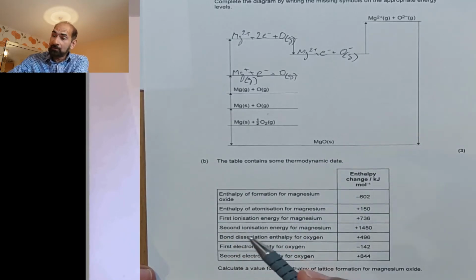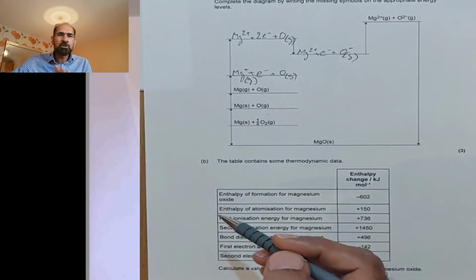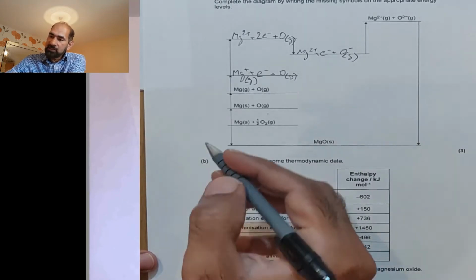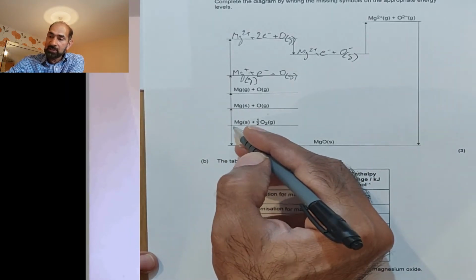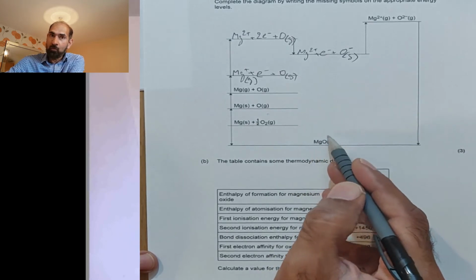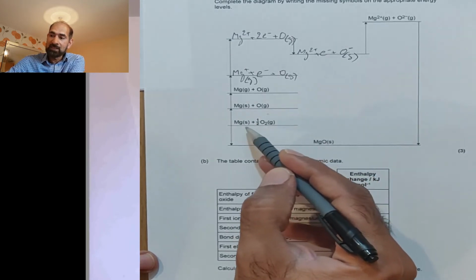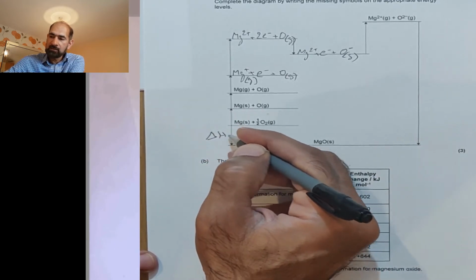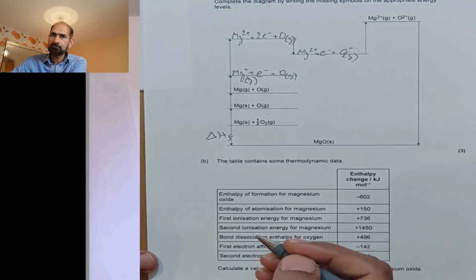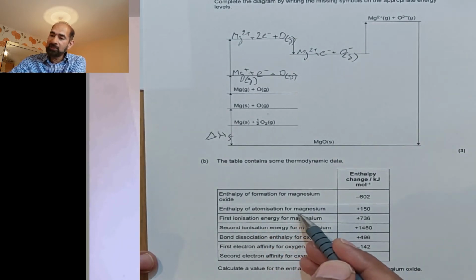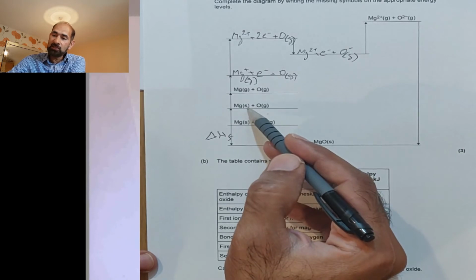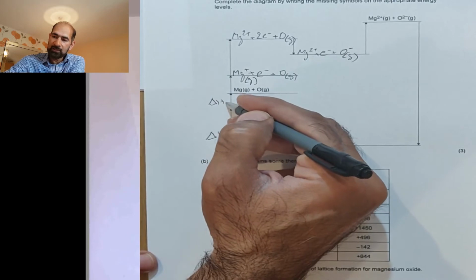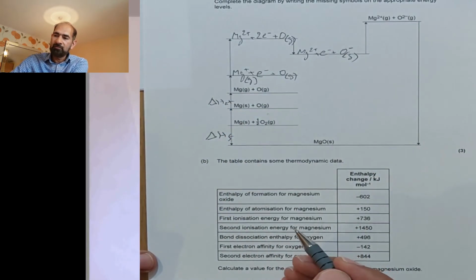What I'm going to do is label these steps. You don't need to, but I am going to, because I'm going to explain it. So enthalpy of formation of magnesium oxide. Obviously enthalpy of formation is the enthalpy change for the formation of 1 mole of a compound from its elements under standard states. So this is enthalpy of formation. Enthalpy of atomization of magnesium. Atomization is magnesium going from solid to a gas, so that's the enthalpy of atomization of magnesium.